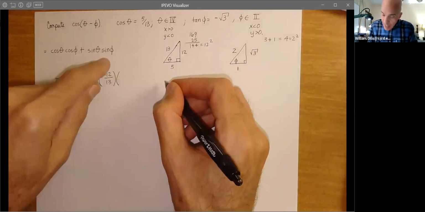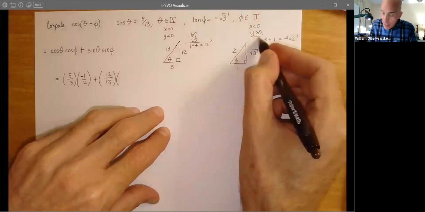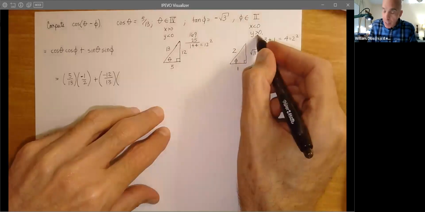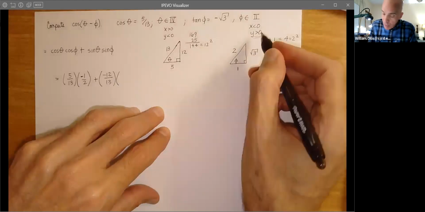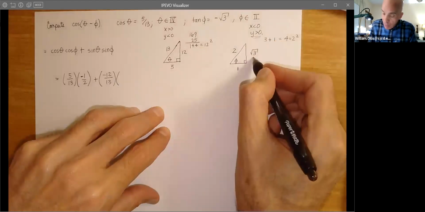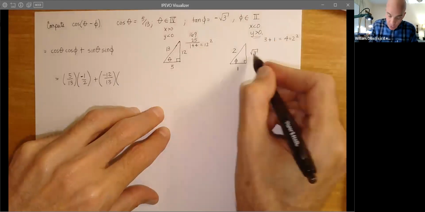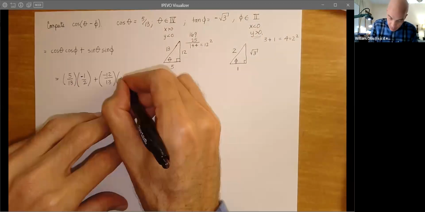And then the last one is sine of phi. Again, here in the second quadrant, the y is positive, so we get a positive number. So this will be opposite over hypotenuse. So that'll be square root of 3 over 2, which we already know.